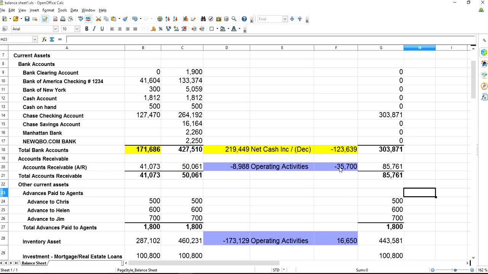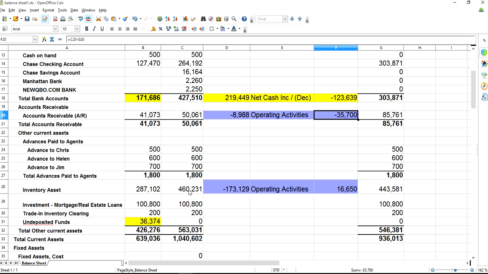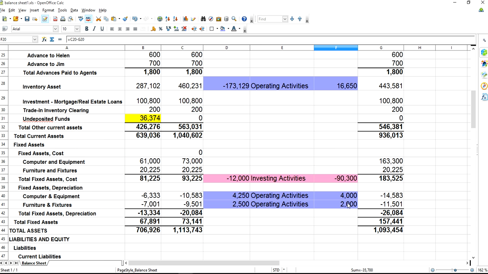Okay, so in here, 35,000 down. It went up 85, and inventory down 460, 444, 16,000 down, and in here, I'm buying equipment. In here, as you can see here, it's 93,000, and the ending balance forecast for the fixed assets is 183. So we're adding like 90,000 worth of fixed assets, so that's money going out, investing activities.